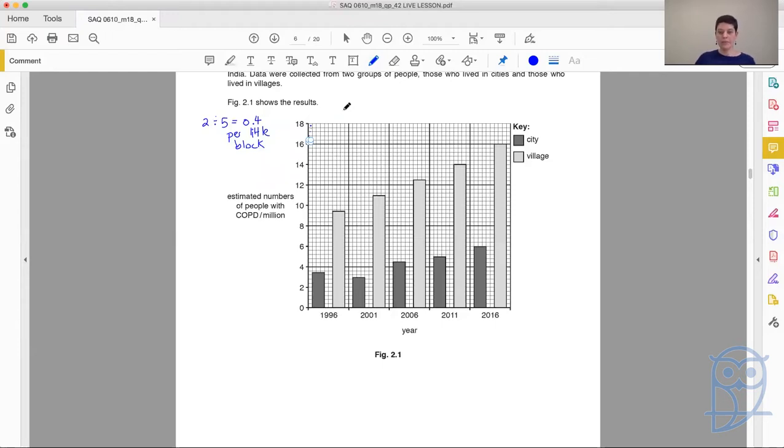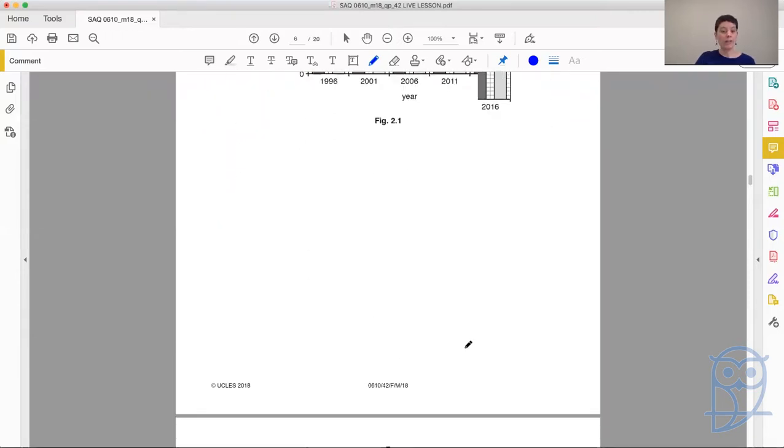So let's have a think about what we want to say. I think the biggest contrast here is this massive discrepancy between villages and cities. In all the years, the COPD is so much higher in villages than in cities. So that would be my first point.